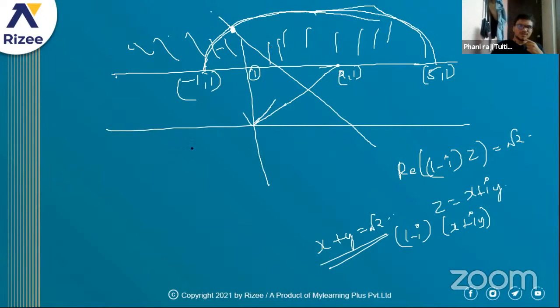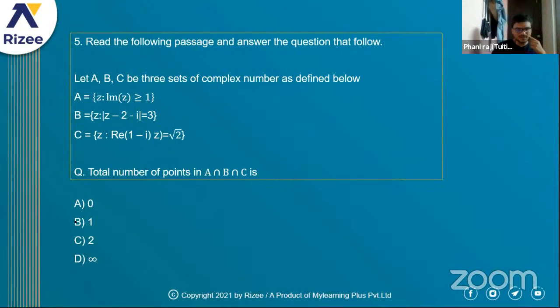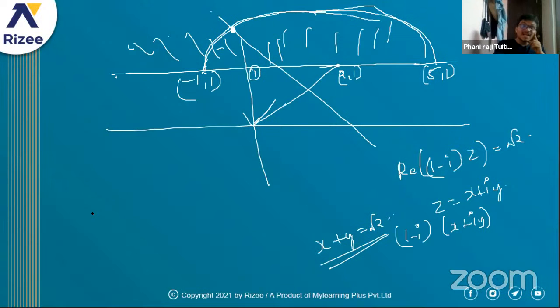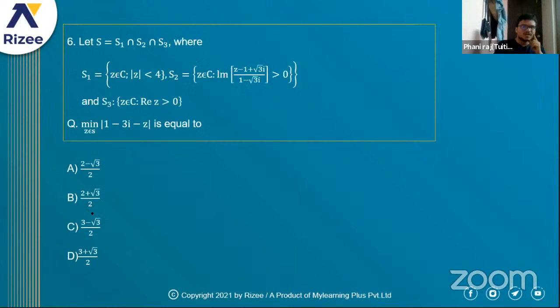Okay, so this is the point where y plus x equals root 2. So the first answer is that the number of points is just 1. Again, geometry. This diagram is going to help us like hell. This is the other question.